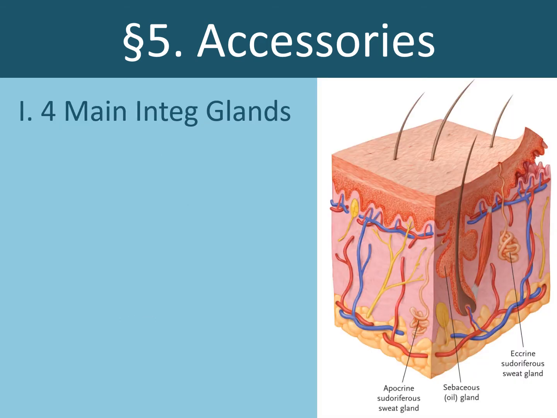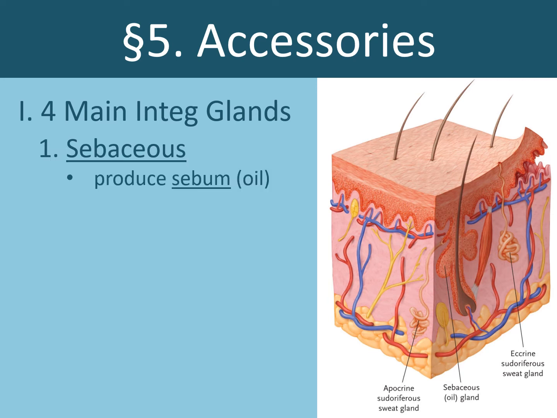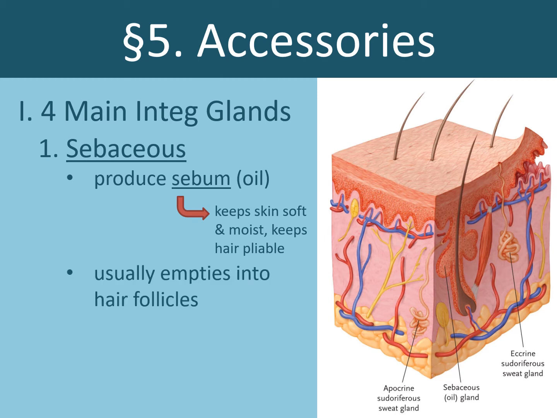There are 4 main types of glands found in the skin. Let's begin by talking about sebaceous glands. Sebaceous glands produce an oily substance known as sebum. The role of sebum is to keep skin soft and moist, protecting it from cracking and thus from bacterial infections. Sebum also keeps our hair pliable, protecting it from becoming brittle and thus breaking. Sebum is associated with the follicles of our hair and usually empties into hair follicles.